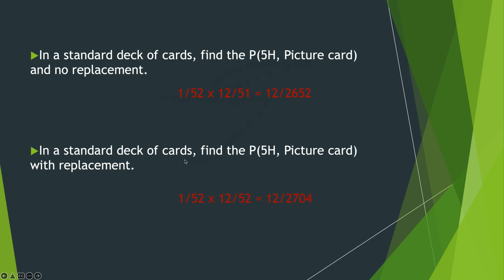As far as with replacement, that means that you pick up, you look at the card, you put it back in the deck, and you pick again. That's 1 out of 52 times 12 out of 52 this time because you did put the card back. That's 12 out of 2,704. So those are some basic or some slightly more advanced probabilities. Not super advanced, but more advanced than we did yesterday.